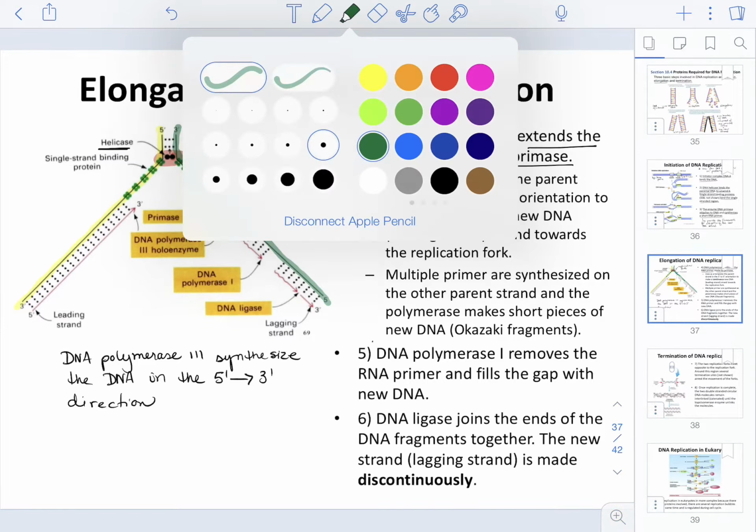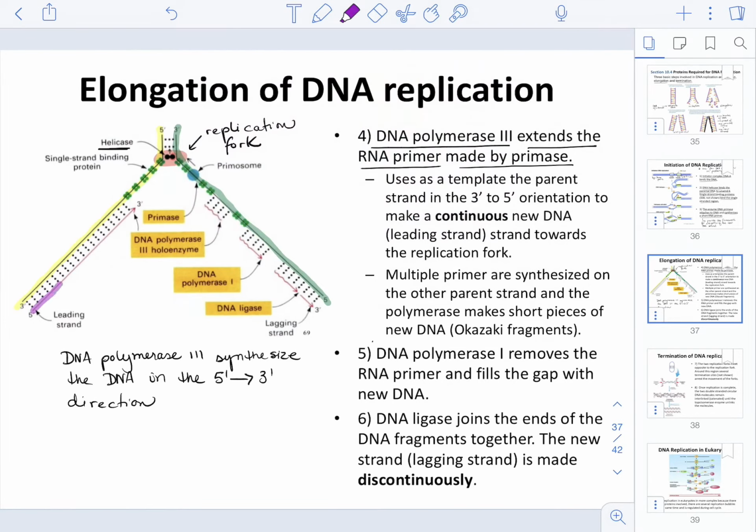So if I highlight this leading strand in magenta, the leading strand is going to be made continuously towards the replication fork. And that's what we are observing. So this is going to continue to go this way as it is opening up.